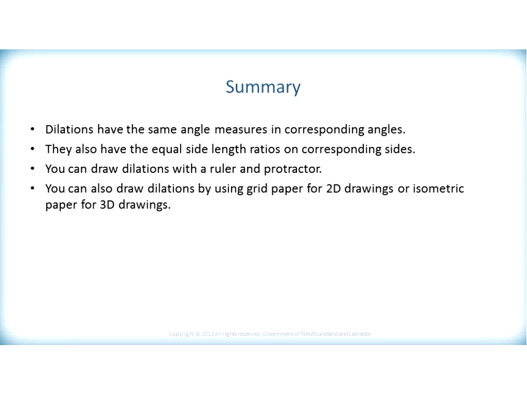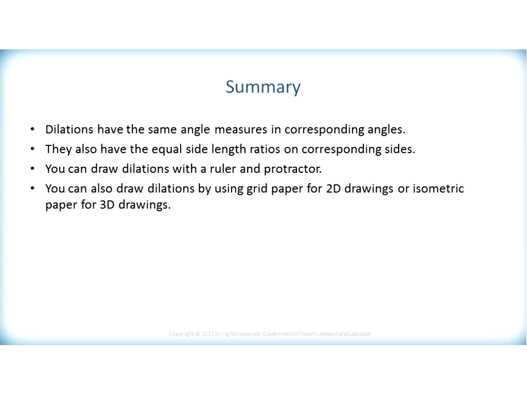Okay, so to summarize, when we have dilations, they have the same angle measures. So the corresponding angles from the object to the image are going to be exactly the same. They also have equal side length ratios, or they're proportional. So if we have a rectangle, we measure the ratio of the length of the object to the length of the image, and the width of the object to the width of the image, then those values should be exactly the same. And the ratio actually gives us a scale factor as well.